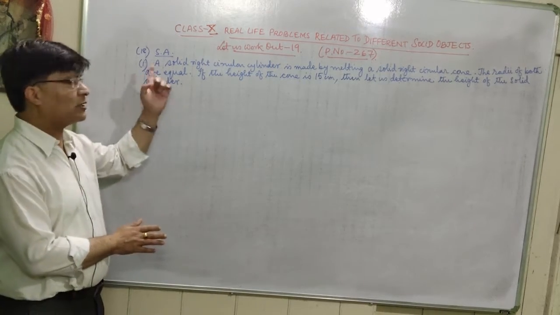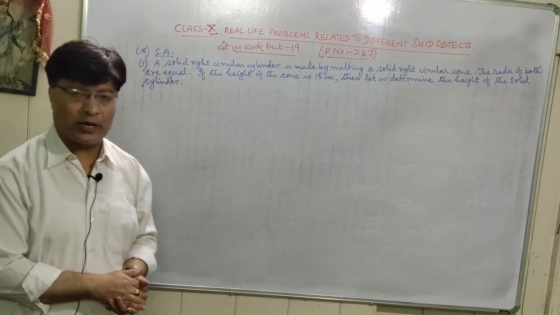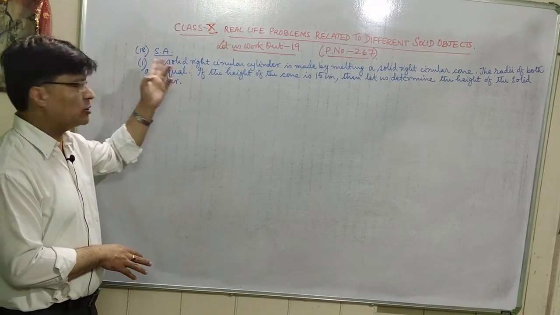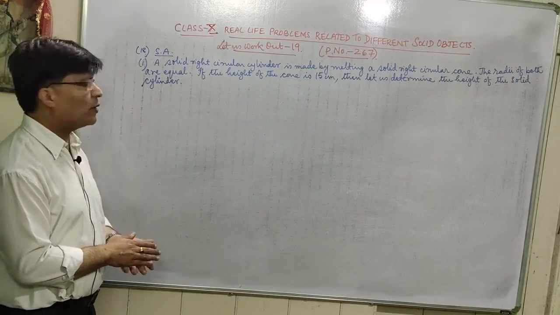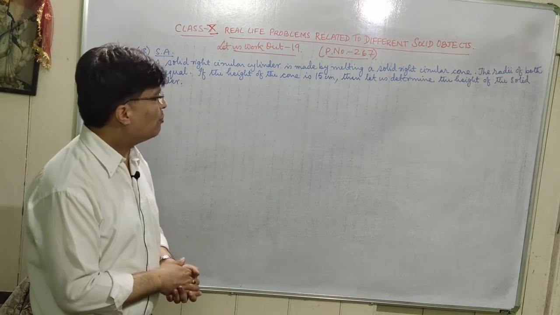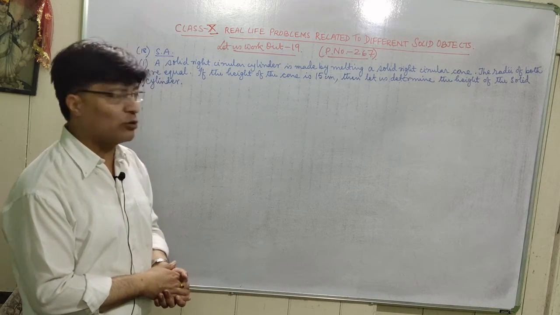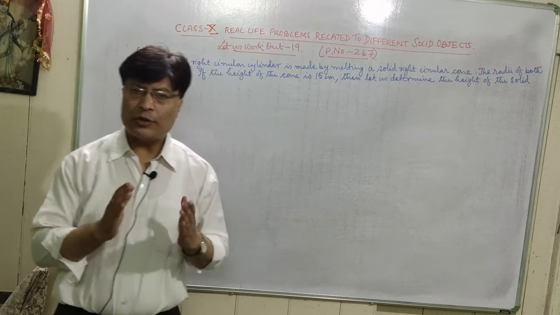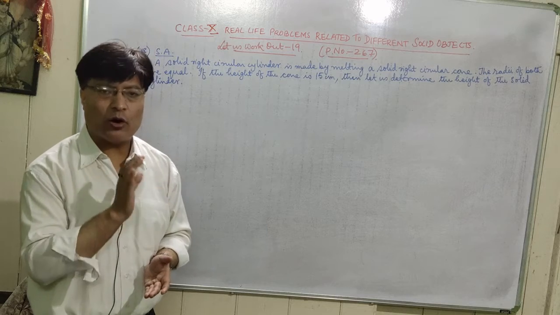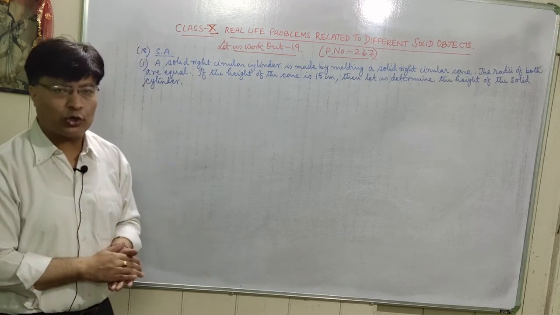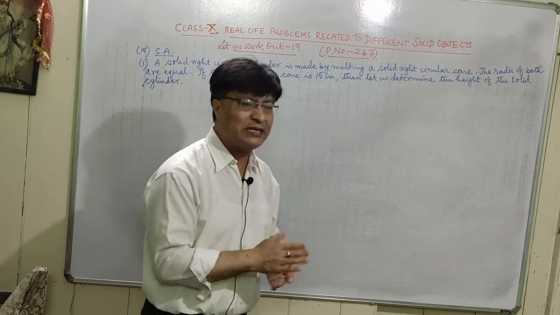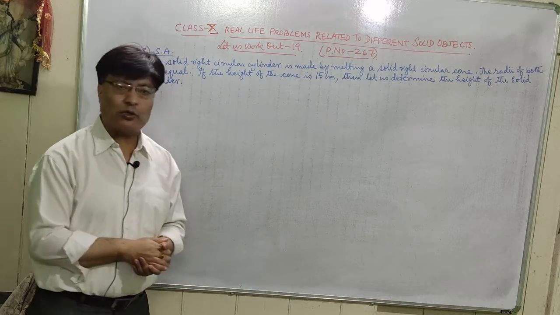So today we will do this short answer type of questions which carries 2 marks. SA means short answer type question. So this is question number 18. So question number 1 is, a solid right circular cylinder is made by melting a solid right circular cone.